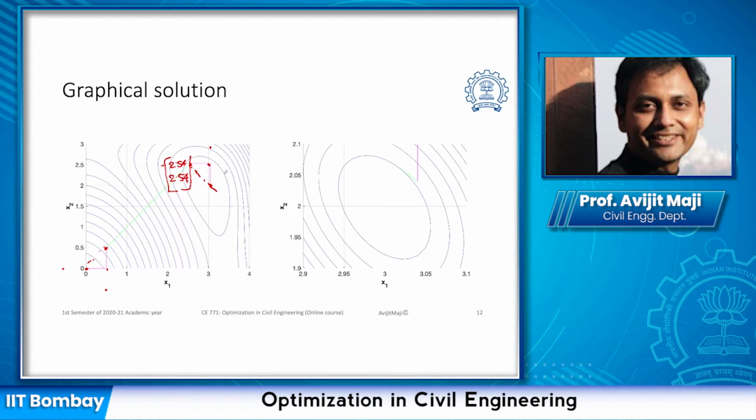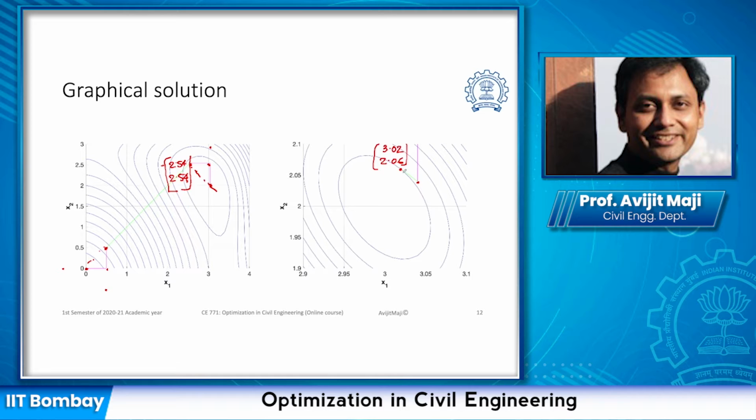Along this direction, if we try to do the pattern search, which is being shown in this second figure, so this is the point which we reached, and once we do the pattern search, we'll get to a point here, and this point is 3.02 and 2.06. So 3.02, 2.06.